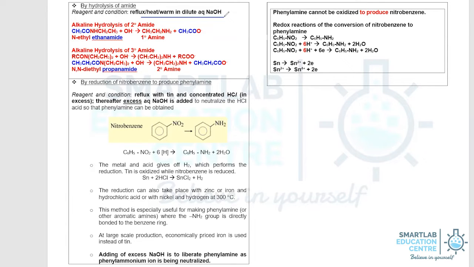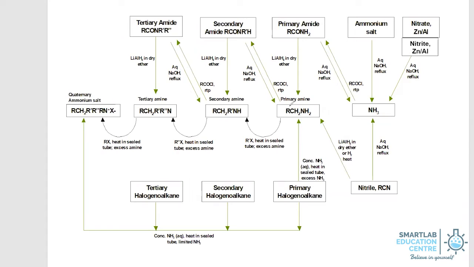And you find that you cannot produce amine by hydrolysis of 1 degree amide, because when you hydrolyze 1 degree amide, it produces ammonia. If you do alkaline hydrolysis of 2 degree amide, you'll produce 1 degree amine, while if you do alkaline hydrolysis of 3rd degree amide, you'll produce 2 degree amine. So this is a summary on how the various amines can be produced.